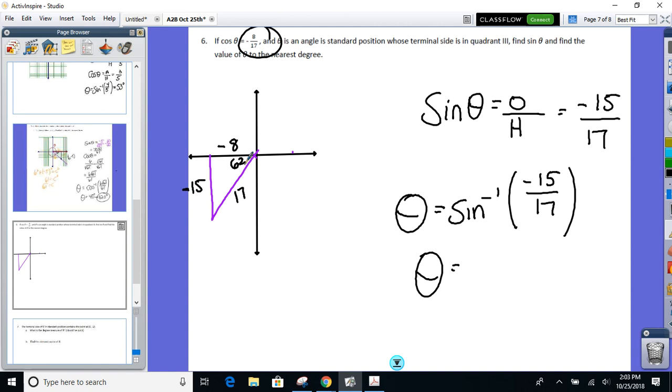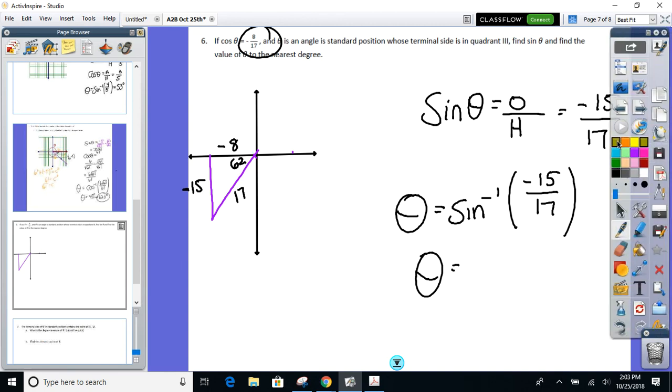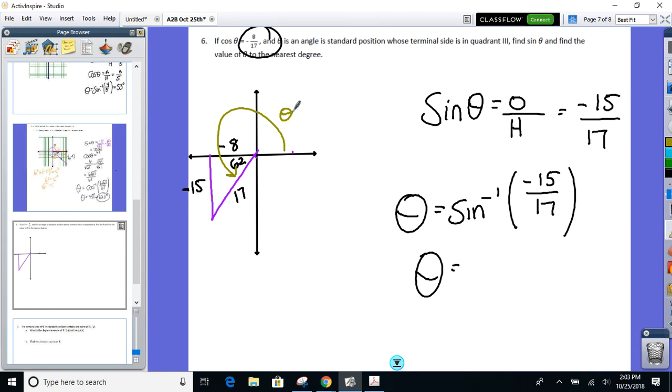But that's not the theta I want because I need an angle in the third quadrant, right? I need that angle. So what do I have to do with the 62? Oh boy, we always get this confused. Are you going past 180 or before it? Past 180. So I want to take 180 and add 62 to it. And that angle will be 242 degrees.